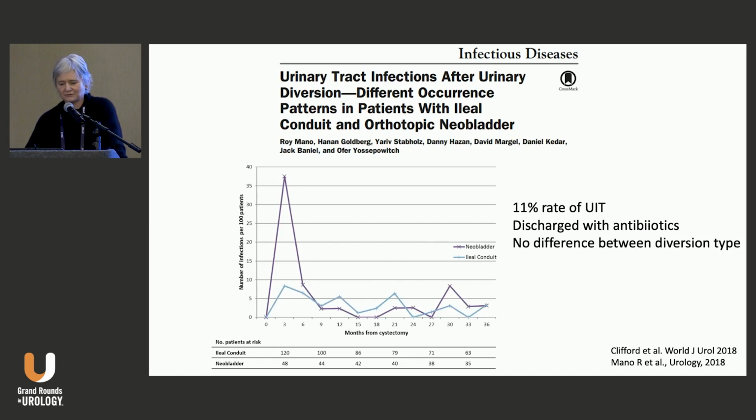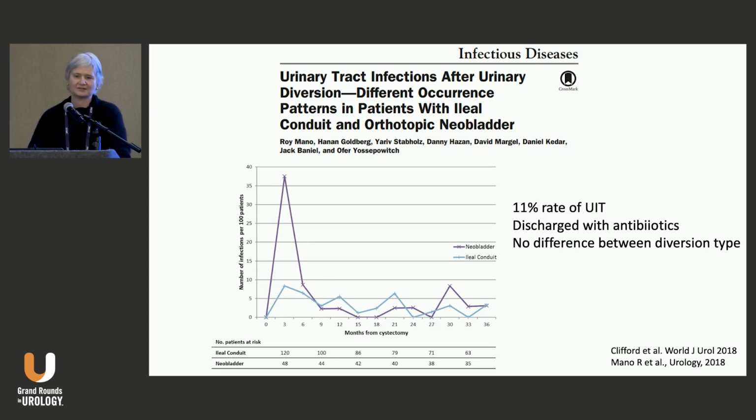Now, if you look at the literature, this is a comparative study looking at occurrence of infections in conduits and orthotopic neobladders. And these patients have a 3-year follow-up. They found that actually there's no difference except in the initial phase. And these patients all went home without antibiotics. If a neobladder or a conduit, no antibiotics.